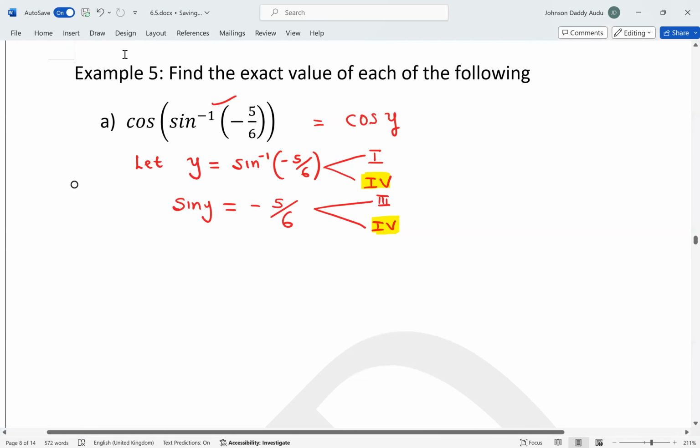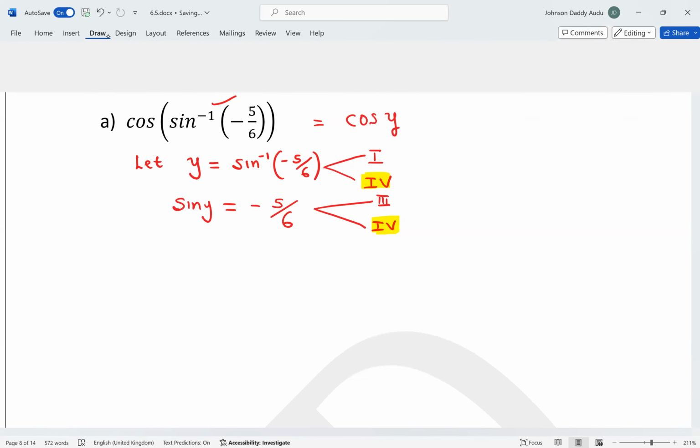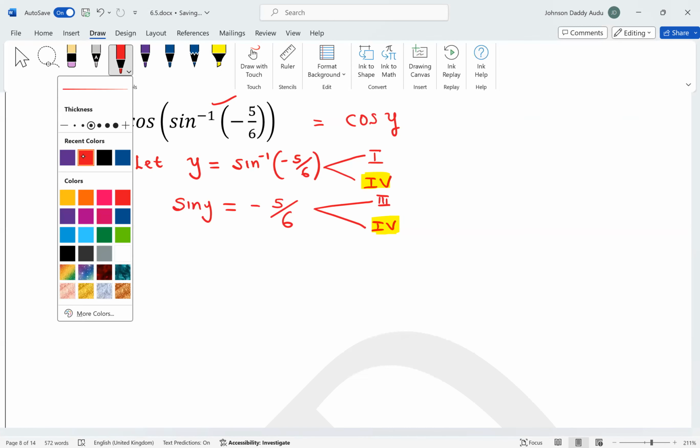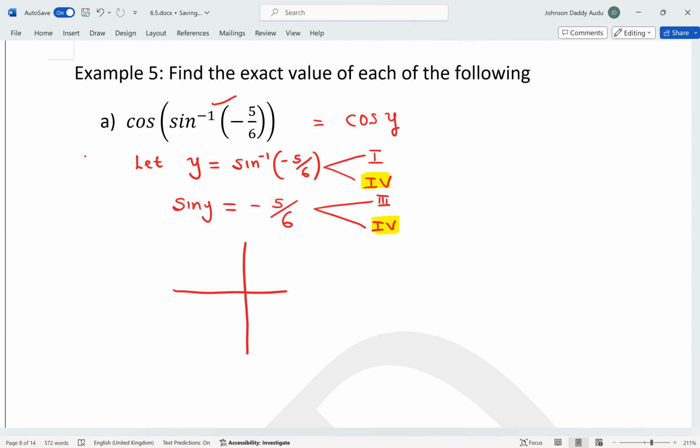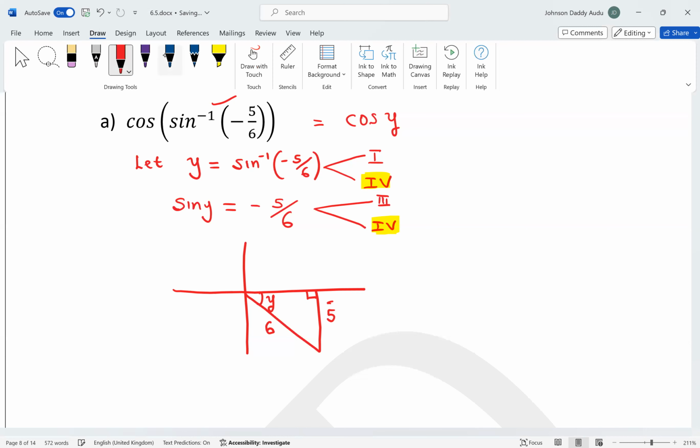So what we need to do is have a diagram, just draw something like this. But don't forget that we are in the fourth quadrant. So this will be the fourth quadrant, and let's call this one y. And use this information: this is going to be 5, and this is going to be 6, right? But the 5 is going to be negative. And then with Pythagoras theorem, we can find the other side.